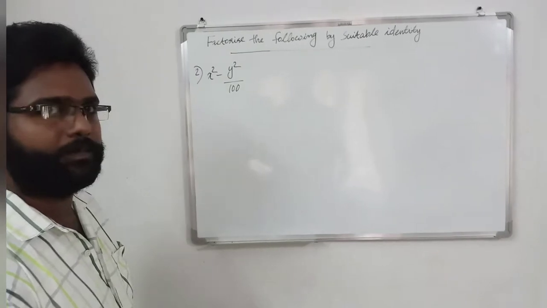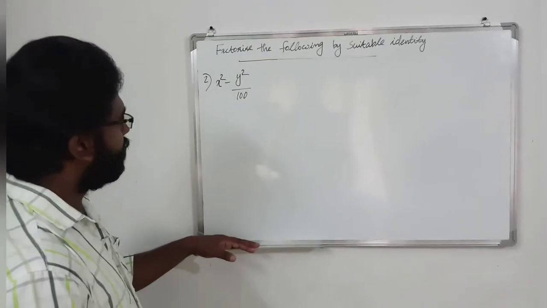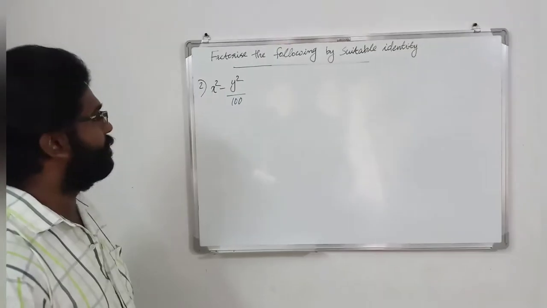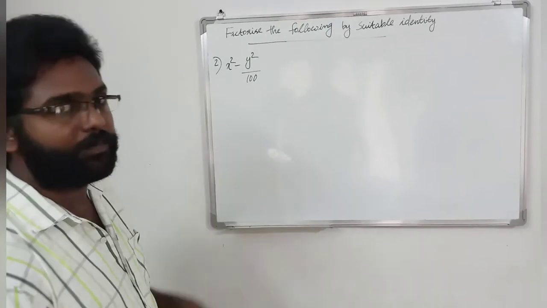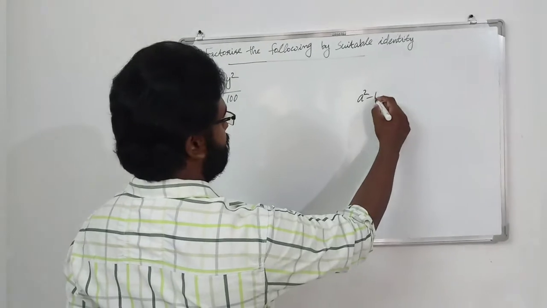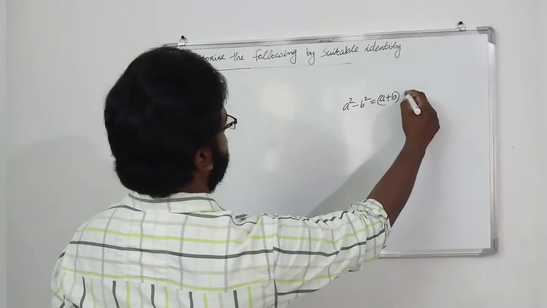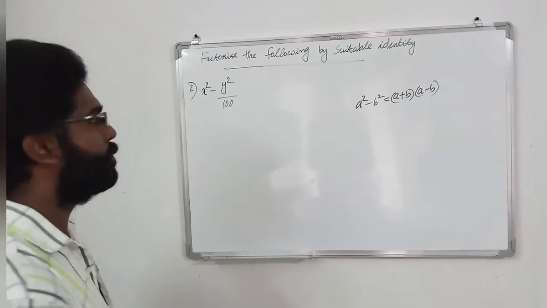Factorize this one. At first look, you already get which type of identity it is, right? The first look itself should tell you which identity: a square minus b square, that is equal to a plus b into a minus b. Last year you studied and proved all these.